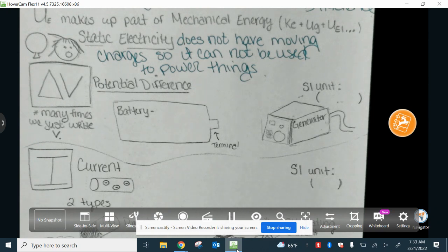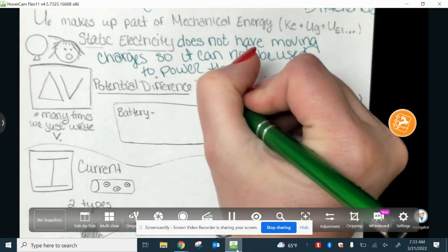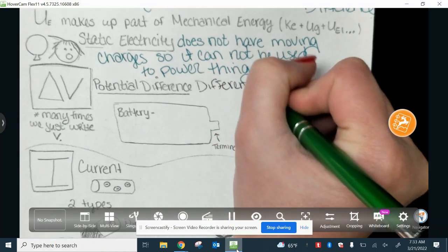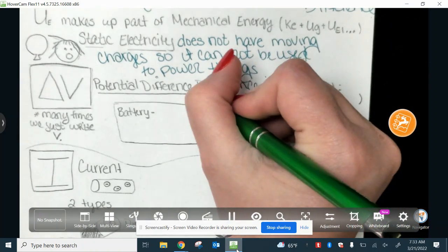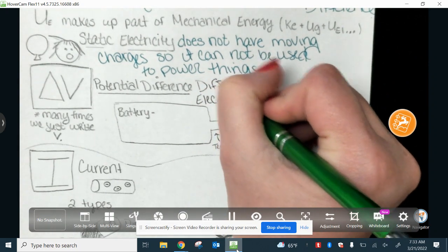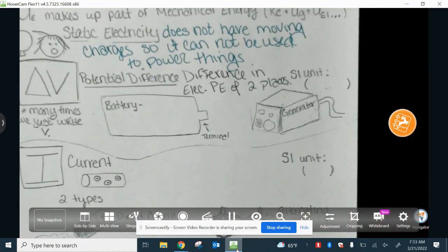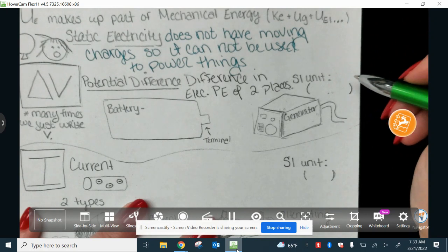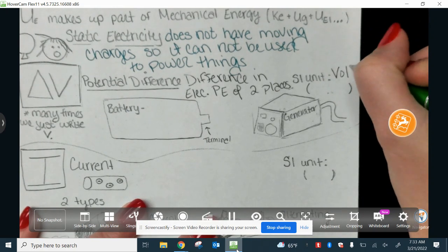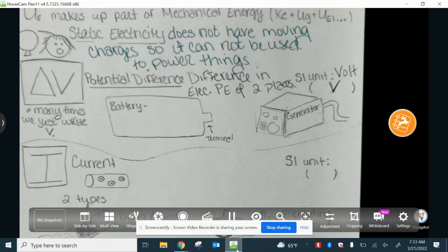So when we were talking about electricity, the first thing we're going to learn about is potential difference. This is a difference in the electric potential energy of two places. The unit is the volt, which we abbreviate with an uppercase V.